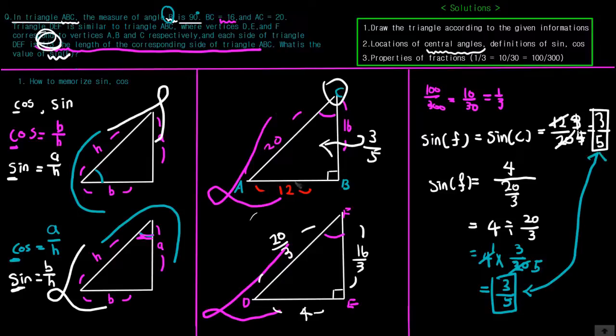So we can see that the ratio between the properties of the fractions, if you cancel it out into a similar ratio, it should always be the same value. And all we did is that at first we need to draw a triangle according to the given information for a more specific answer. And all we have to think about is the location of the central angles because it defines the sine or cosine's location. Also, we need to remember that the properties of fractions are the same.